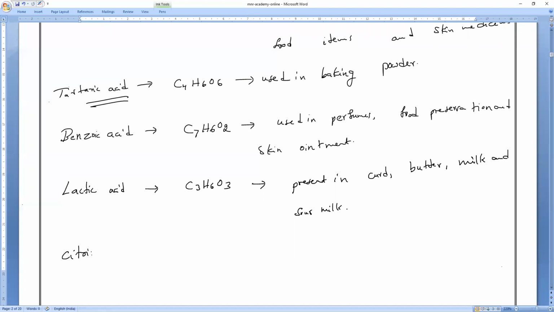Next, citric acid. What is the source of citric acid? Lemon, all the citrus fruits. The formula is C6H8O7. Is it okay, guys? Citrus fruits. Understand? So this is used as a rust stain remover, and as a food preservative.